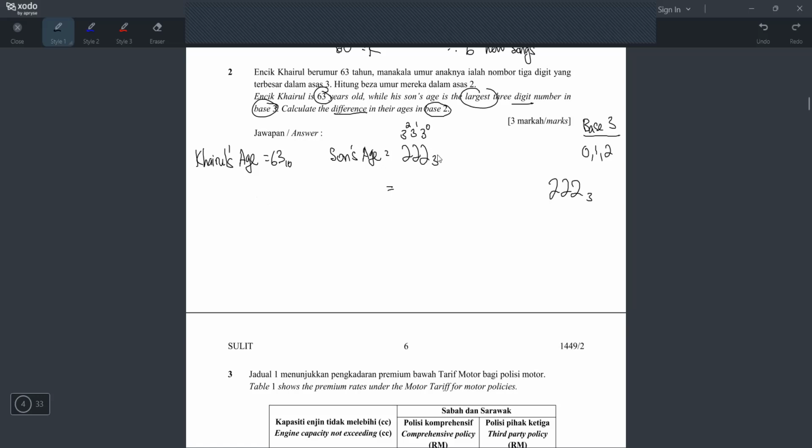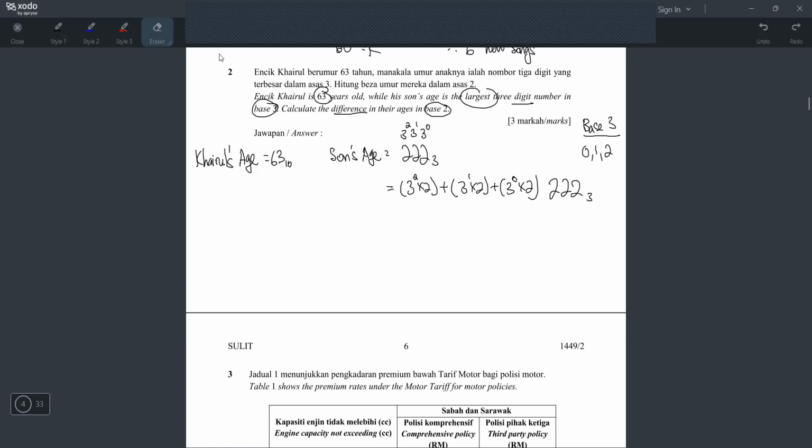And also one more thing, what if it's a base 5? Then it will be 5 power 0, 5 power 1, 5 power 2. If base 7, 7 power 0, 7 power 1, 7 power 2, and like that. Okay, and now what you do is you darab atas bawah, atas bawah, atas bawah, you darab. So what you get is 3 power 2 times 2 plus 3 power 1 times 2 plus 3 power 0 times 2.